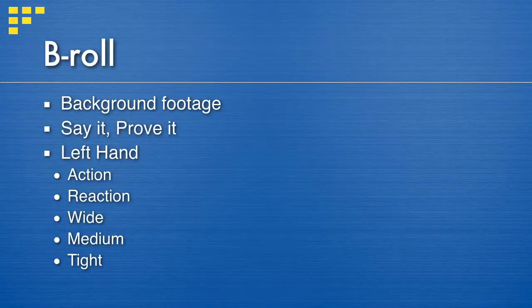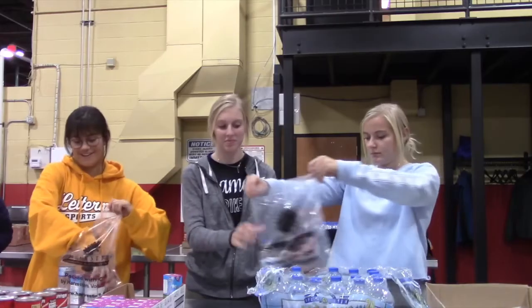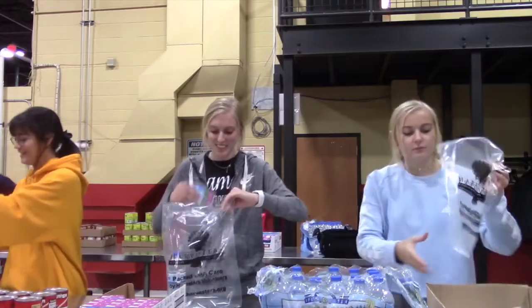The other thing we want is sequences, which are shots of wide, medium, and tight put together that show the action of what went on. There was a sequence of Conlon Drews packing bags.